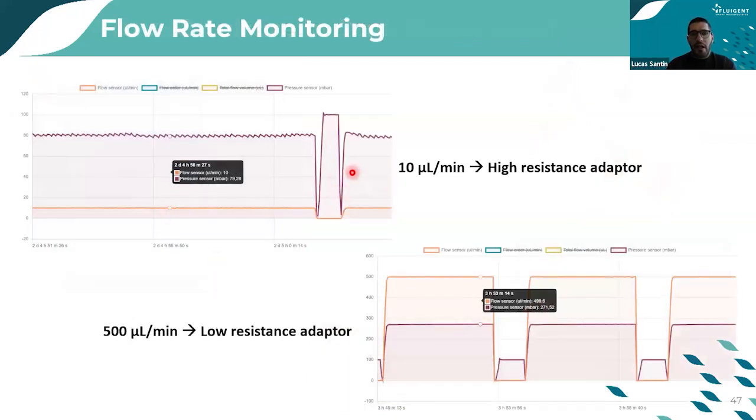Here, with OMI, we can monitor the flow rate in real time. As you can see here, there are two graphs, one at 10 microliter per minute and the other one at 500 microliter per minute. It shows excellent flow rate stability. Concerning the low flow rate, we used a high resistance adapter to have a high fluidic resistance and allow for more precision at small flow rate. And for the 500 microliter per minute, which is quite a high flow rate, we use a low resistance adapter.